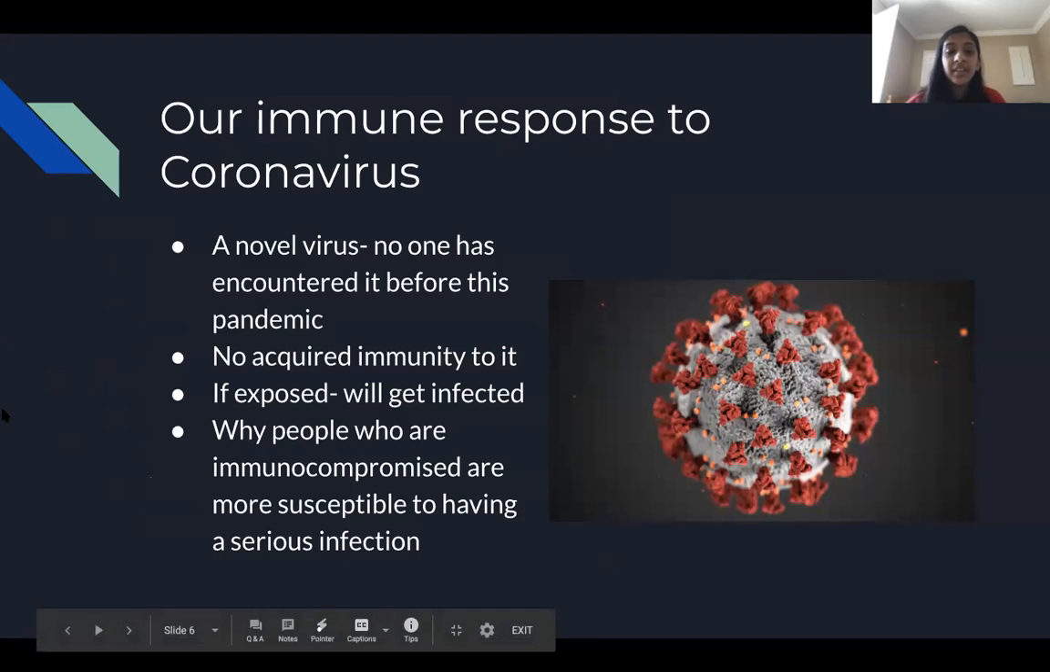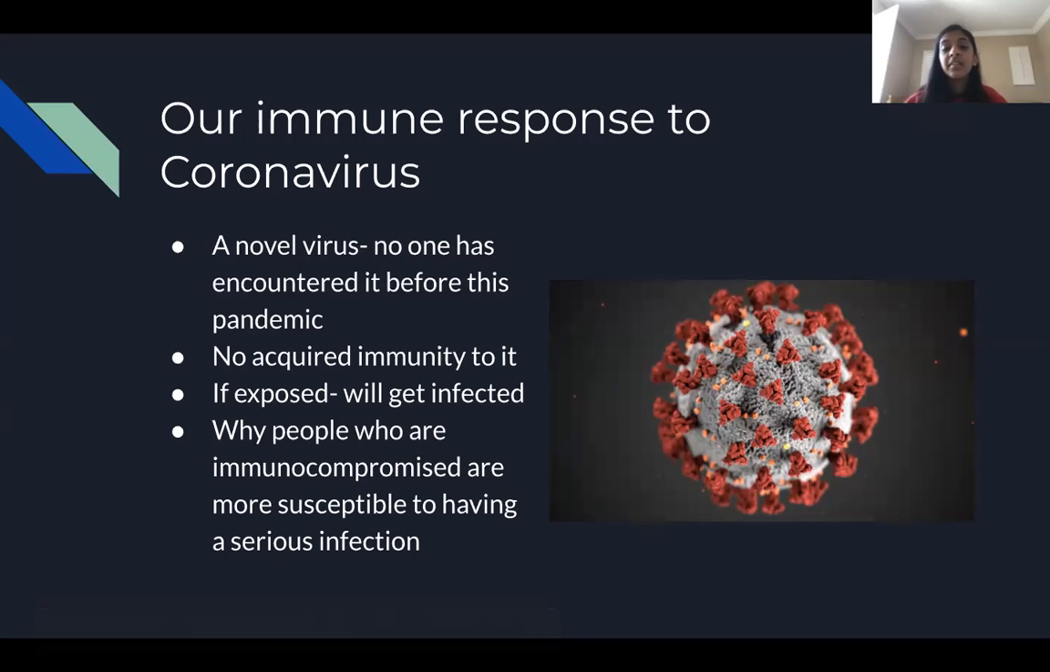So one of the reasons that coronavirus is unique is that it's a novel virus, which means that it's a new virus that people have not encountered before. So there's no vaccine or natural immune response to protect people from it, which means if you get it, you will probably get sick. And this is especially important for people who are immunocompromised, which means that their immune system is weaker than a healthy person's.